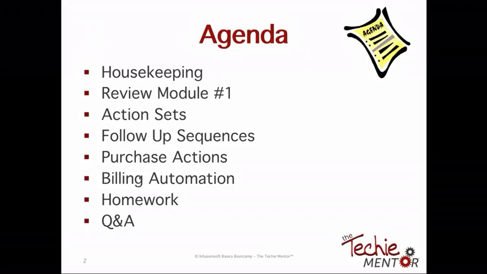We'll take a minute to review what we talked about in Module 1, which was all about referral partners. Then today we're going to talk about action sets, follow-up sequences, purchase actions, and billing automation. So really the automation pieces that make Infusionsoft so powerful. This is how you can take all the information that is in Infusionsoft and automate it to do so many different things. And so we're going to start with action sets.